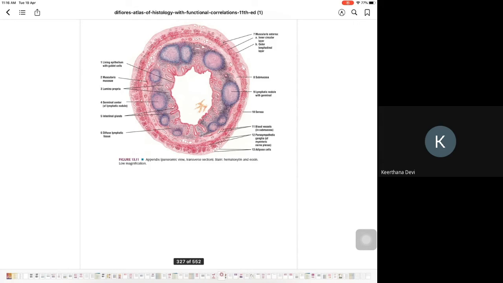Next is submucosa. And lymphatic nodule with germinal center. Ten is serosa. Eleven is blood vessel in submucosa. Twelve is parasympathetic ganglia of the myenteric nerve plexus. Thirteen is adipose cells.